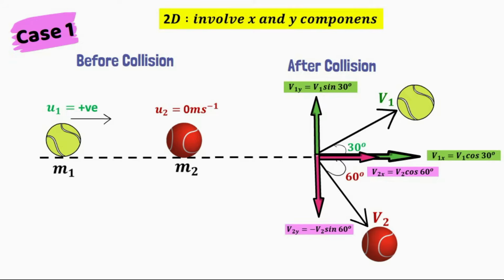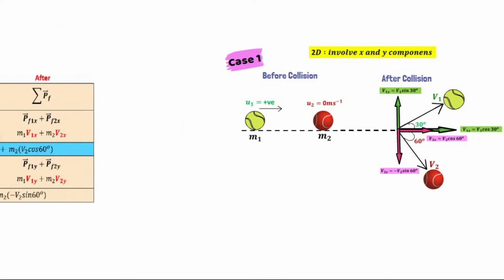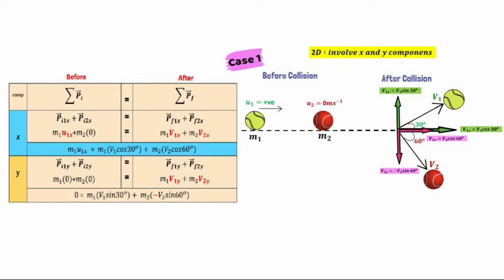Okay? So, V2Y, jika perhatikan, kita ada negative sign because the direction of V2Y is downward direction. So, now let's write two equations melibatkan X component dan Y component. So, kita ada before collision, total initial momentum equal to total final momentum. Yang color biru melibatkan X component only.